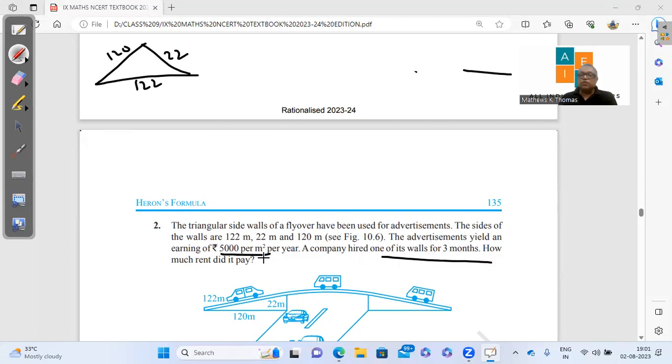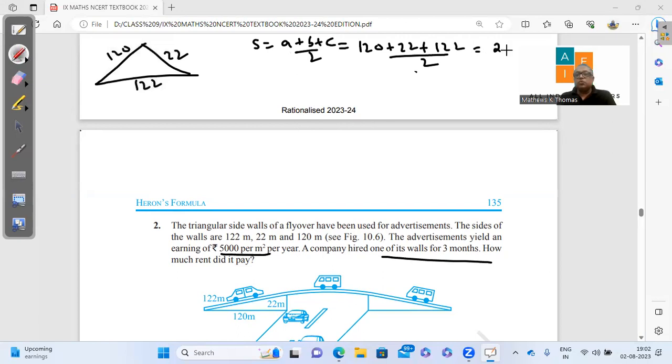This is the cost for 1 year, 5,000 rupees. You have to pay per meter square per year. The question is, how much do you have to pay for 3 months? So first I need to find out the area of this. So for finding area, as I mentioned, first we'll find the semi-perimeter, add all the three sides and divide by 2. So semi-perimeter is going to be 264 by 2. Semi-perimeter will come 132.